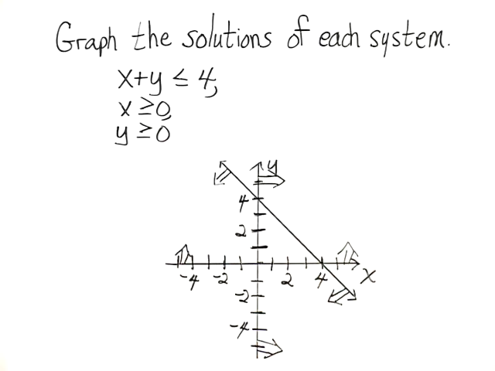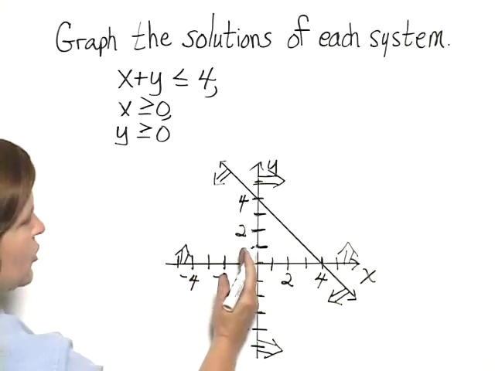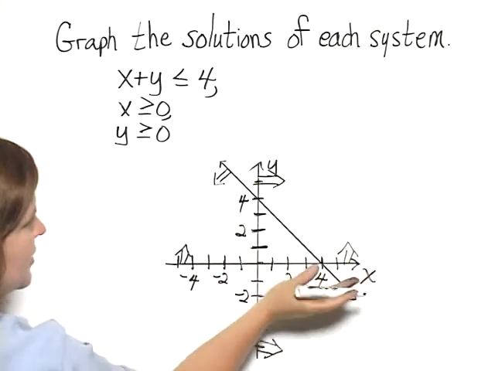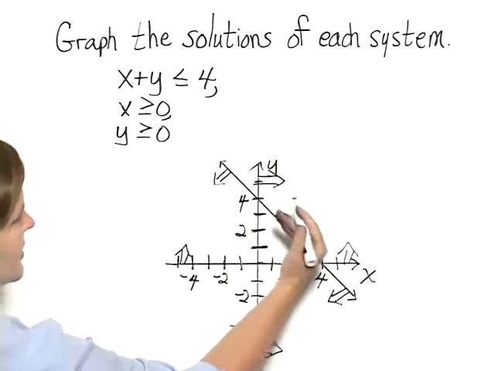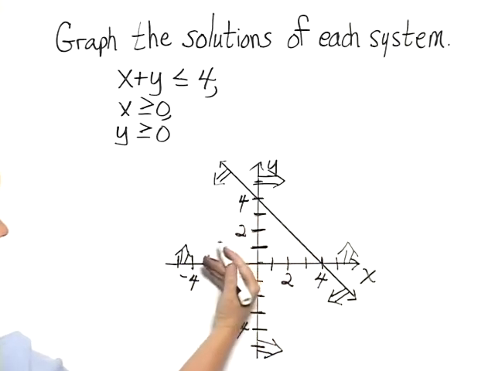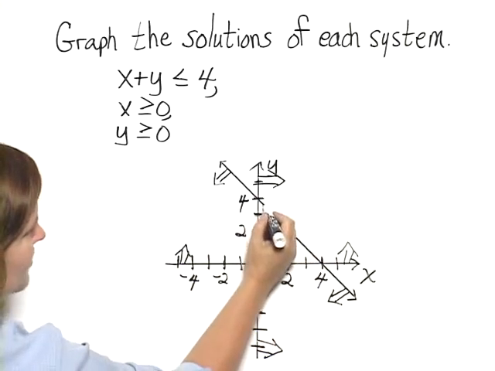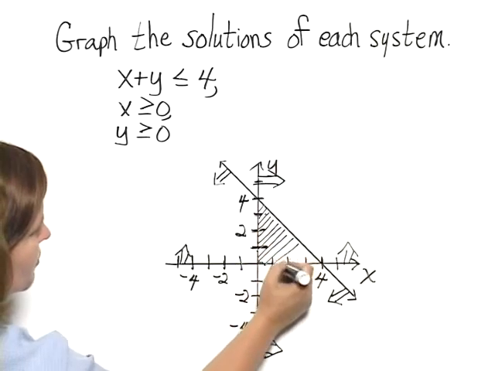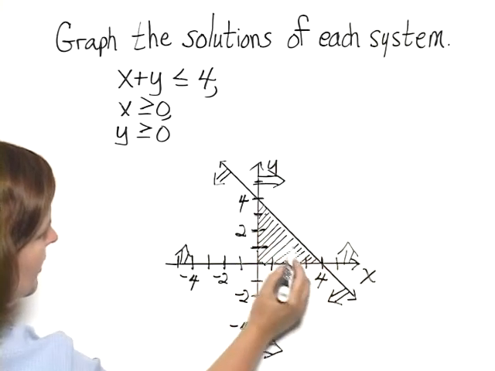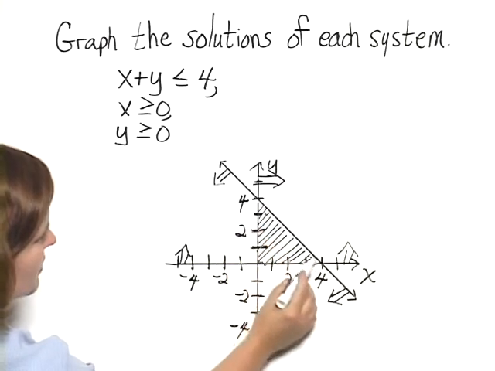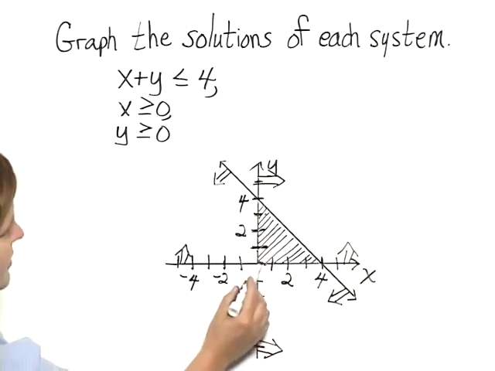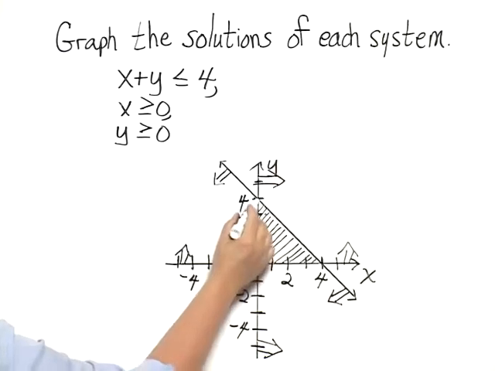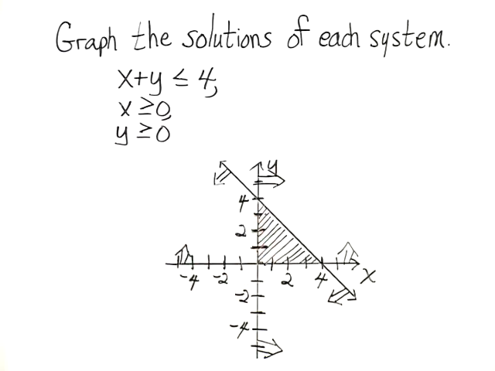Now let's see what we have. We have shaded to the right of the y-axis, above the x-axis, and below the slanted line. That gives us this triangular intersection of those graphs. And this section plus this part of the line plus this part of the x-axis plus this part of the y-axis is the graph of the solutions of that system.